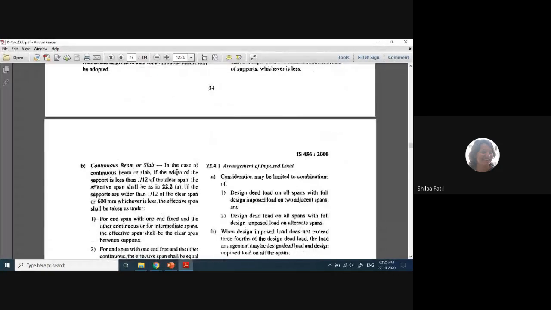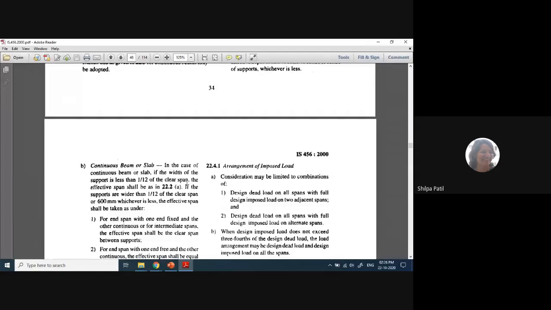It means if your width of the support, what is the width of the support in our case? What is the value given? 230 mm. Okay, so if the width of the support is less than 1/12 of the clear span.